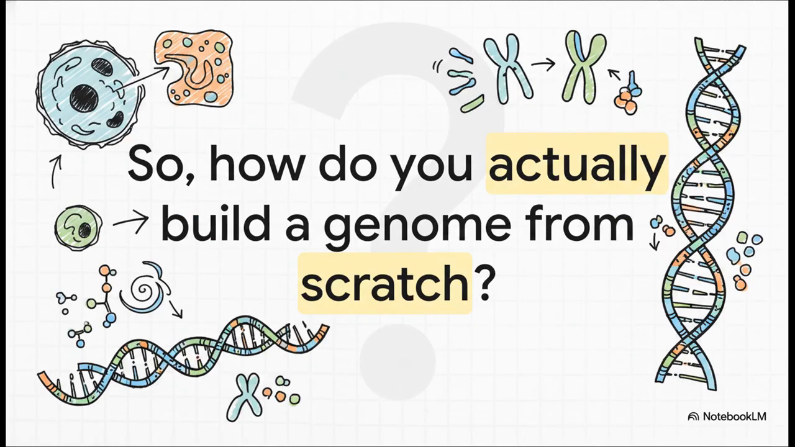Okay, so that's the big question, right? How do you actually do it? What does it really take to go from, say, a leaf clipping or a tissue sample to a fully annotated chromosome-level genome assembly? Let's walk through the whole process step by step.